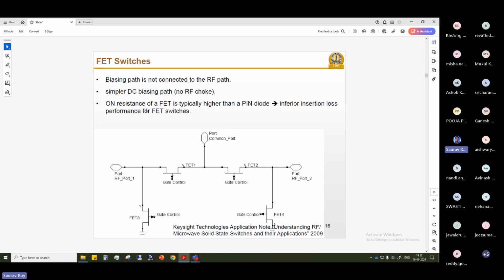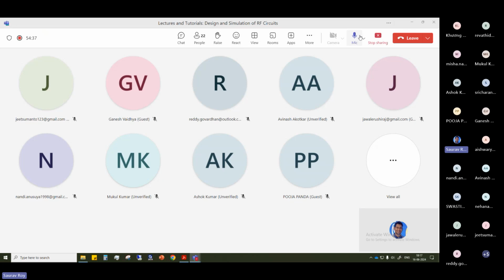One slight disadvantage is that the on resistance of a FET is slightly higher than a pin diode. If the on resistance is high, then the insertion loss, which is related to S21 in the switch on condition, is slightly inferior for the FET switches compared to pin diodes. Generally, pin diodes will have in the range of 0.5 to 1 or 2 ohm, but FETs have slightly higher than that.